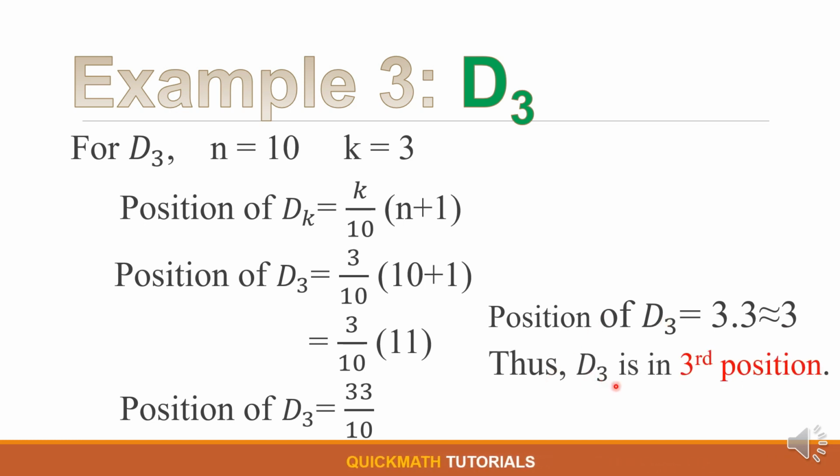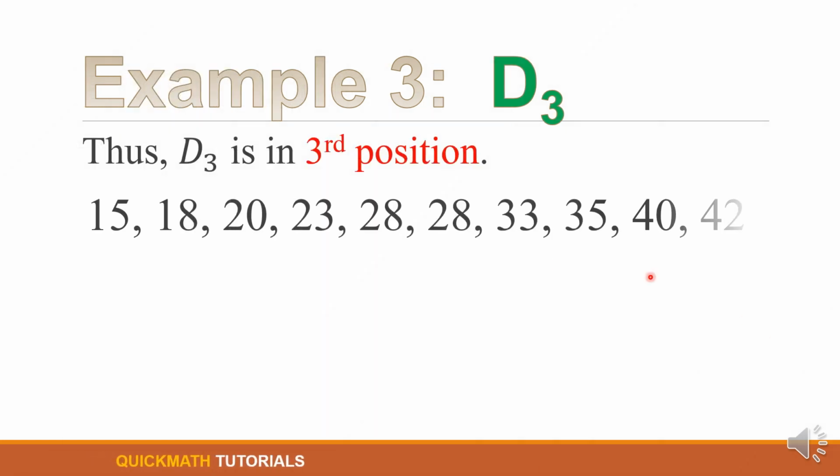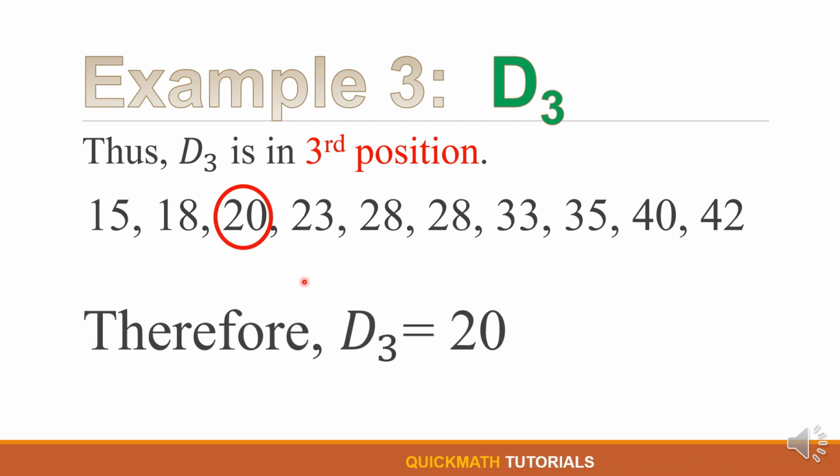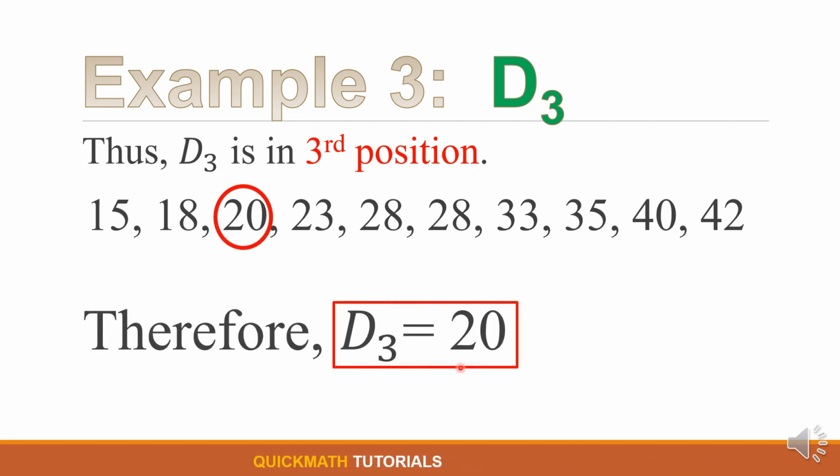Thus, d sub 3 is in third position. Now, looking back to our data, since our d sub 3 is in third position, we will count 1, 2, 3. Therefore, our d sub 3 is equal to 20.